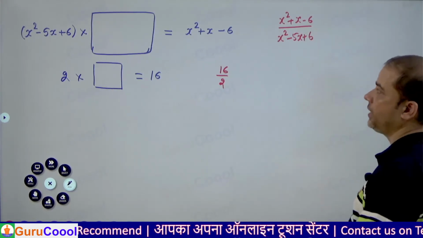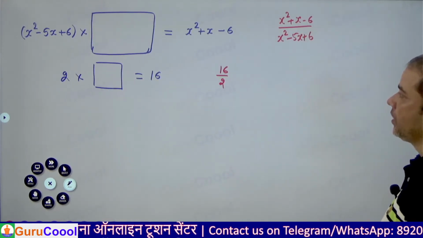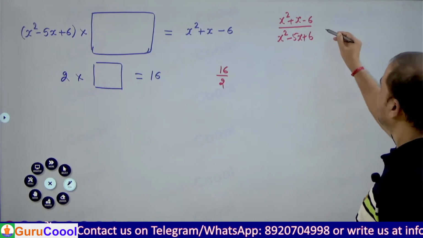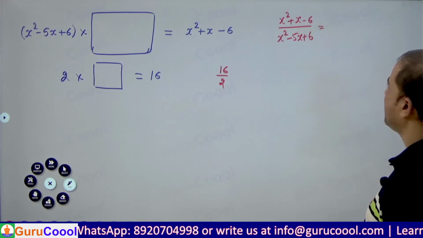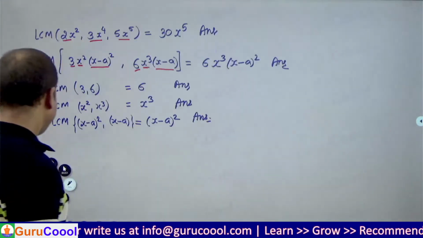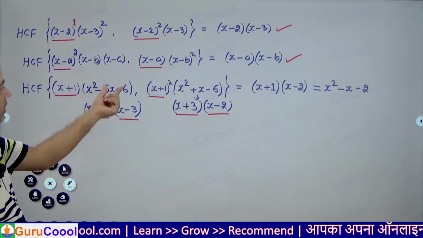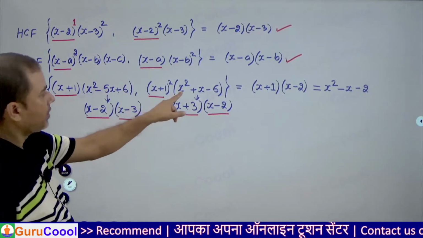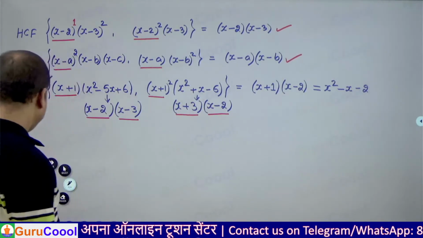Having confusing ideas makes this type of mistake. And those who are clear about the ideas cannot make this mistake. Now, how to divide is a separate part, and it's very simple. We have factored them earlier also in the previous page. Here, x square minus 5x plus 6 has two factors, x minus 2 and x minus 3. And x square plus x minus 6 has two factors, x plus 3 and x minus 2.